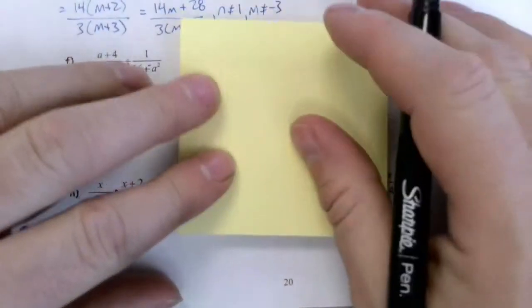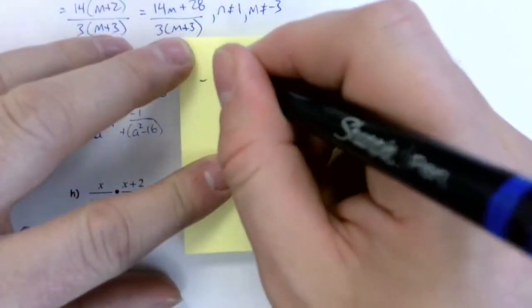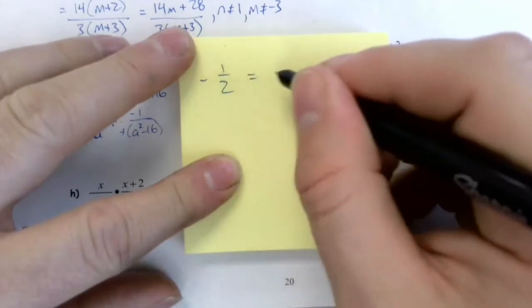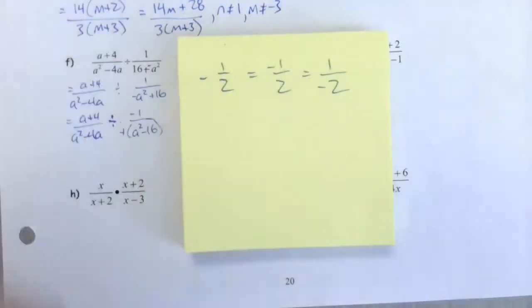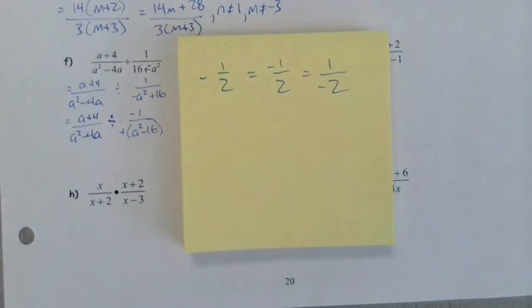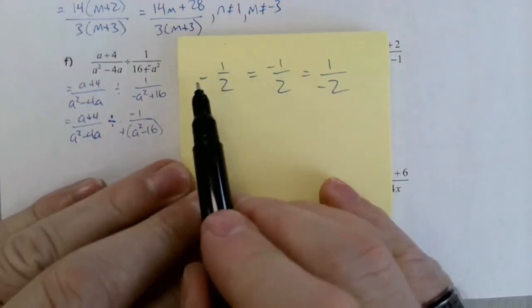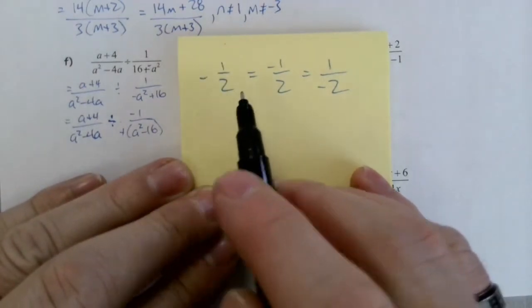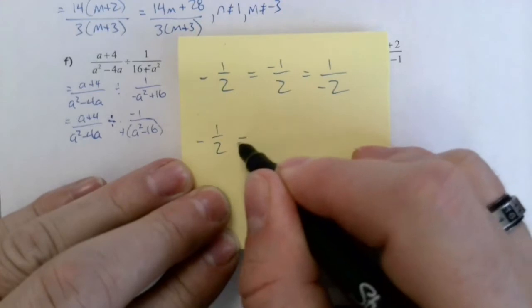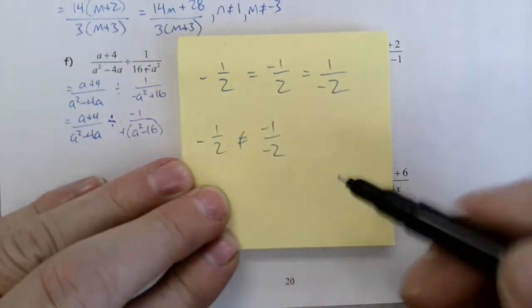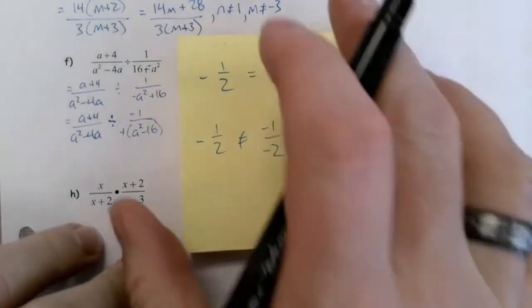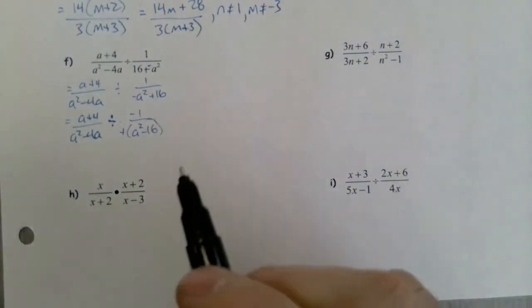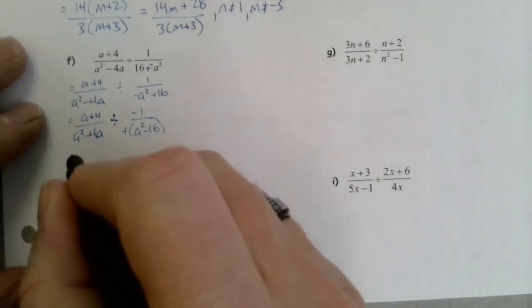If I've got negative 1/2, that is the same as negative 1 divided by 2. That is the same as 1 divided by negative 2. I am free to move that negative wherever I want here. However, I am not free to distribute the negative to both the numerator and denominator. Negative 1/2 is not the same as negative 1 over negative 2. Those negatives would then cancel to create a positive fraction. So don't do that. But I can move that negative up there. Now what I'll do is I'll factor.